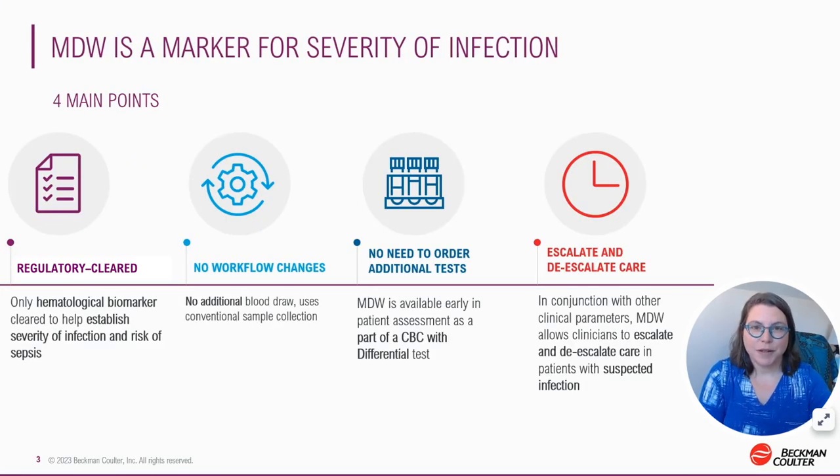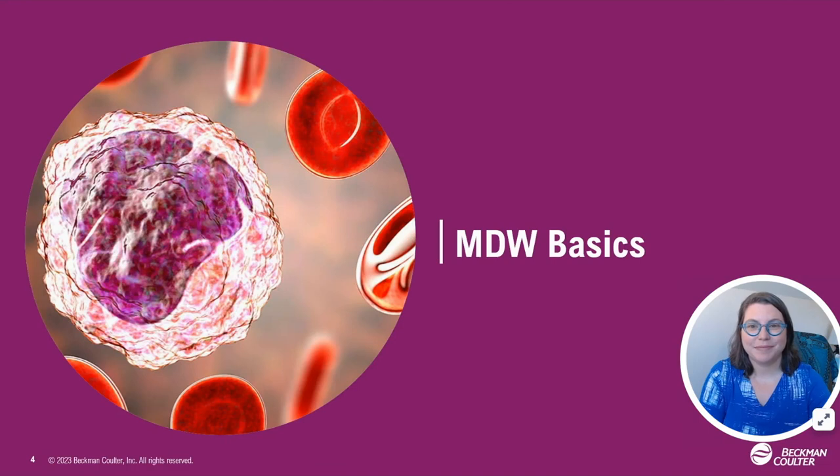Monocyte distribution width, or MDW, is a regulatory cleared marker for infection severity. MDW is assessed as part of the CBC with differential, so there are no extra blood draws and no extra orders. Providers will see one new parameter on the CBC with diff lab report. So let's discuss the scientific rationale behind MDW, and then I'll share some data on its diagnostic performance and clinical utility.